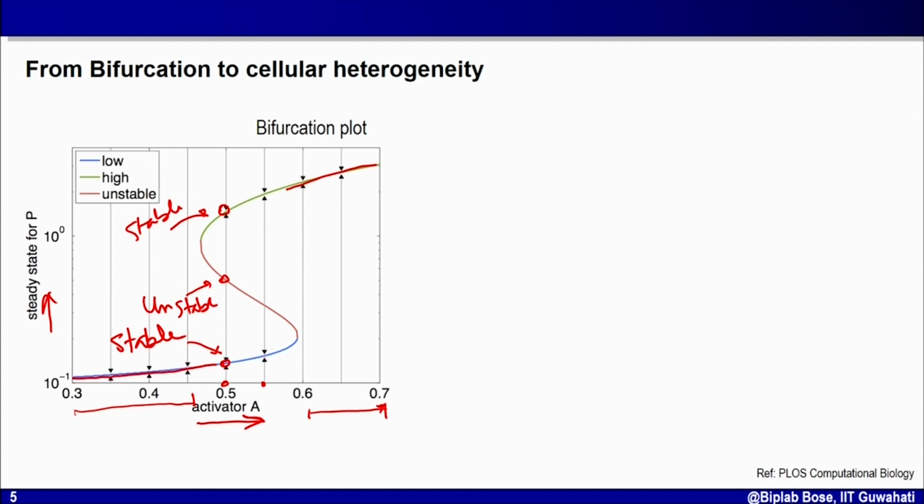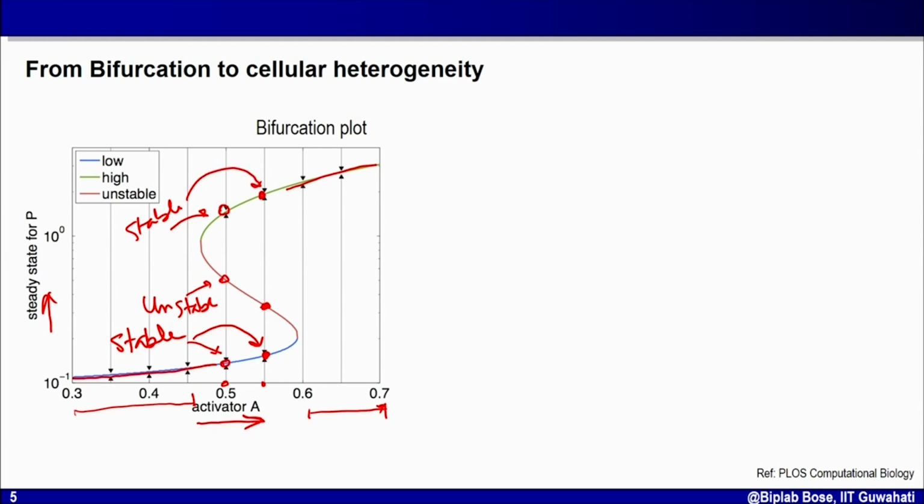Let us take another value here around 0.55. Then also I have a stable steady state here. I have an unstable steady state here. You can check by calculating the different direction fields. And I have another stable steady state here.